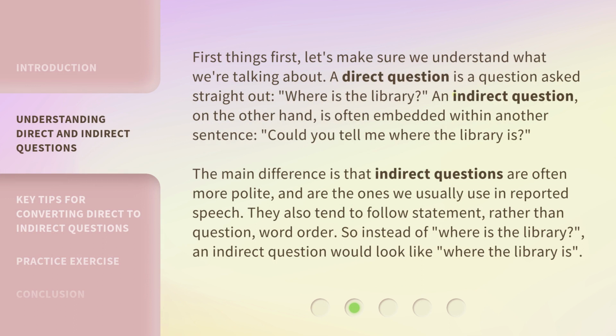First things first, let's make sure we understand what we're talking about. A direct question is a question asked straight out. Where is the library? An indirect question, on the other hand, is often embedded within another sentence. Could you tell me where the library is?